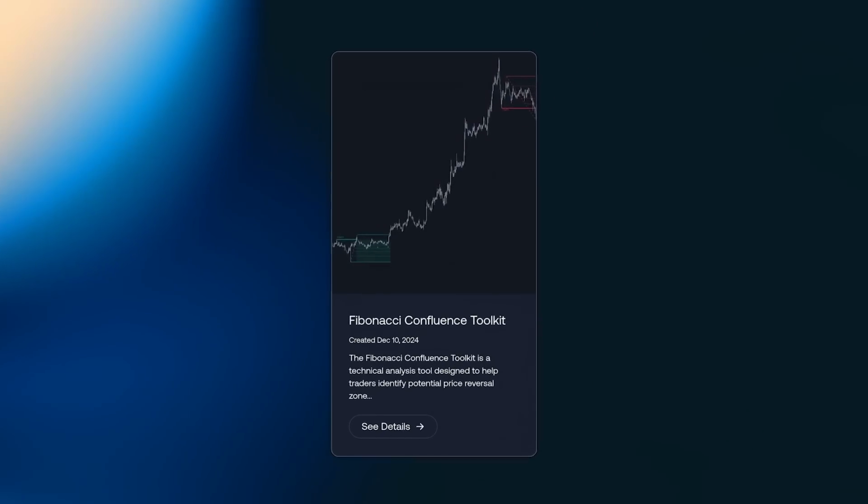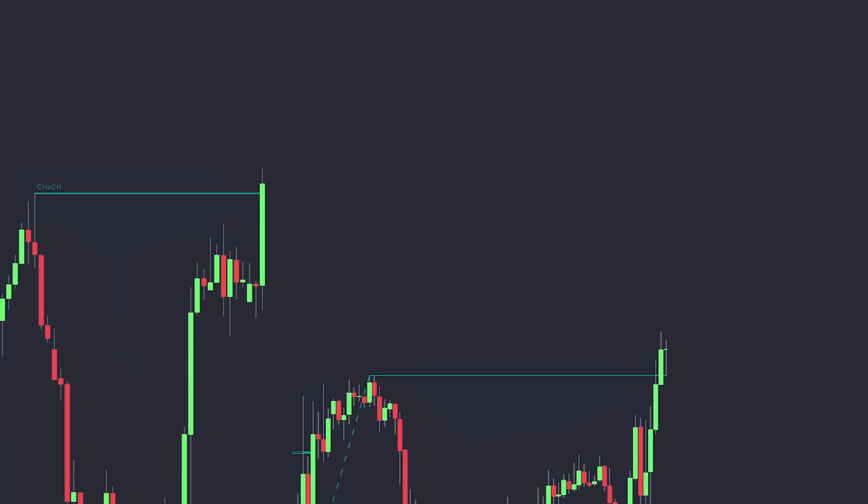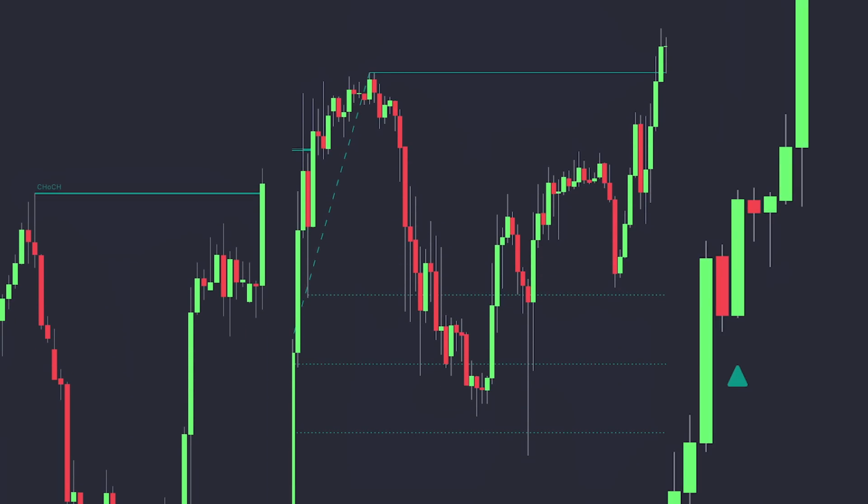This indicator is called the Fibonacci Confluence Toolkit. Whether you're analyzing market structure, retracements, or engulfing patterns, this tool does it all.